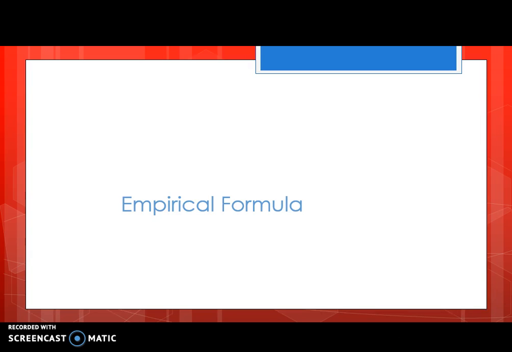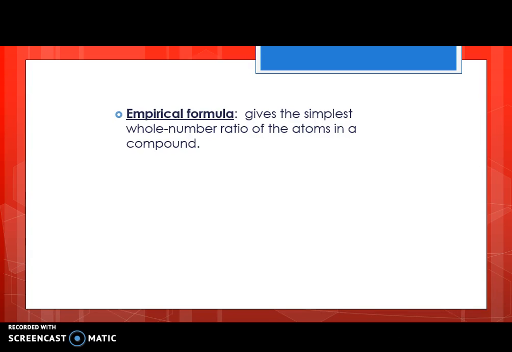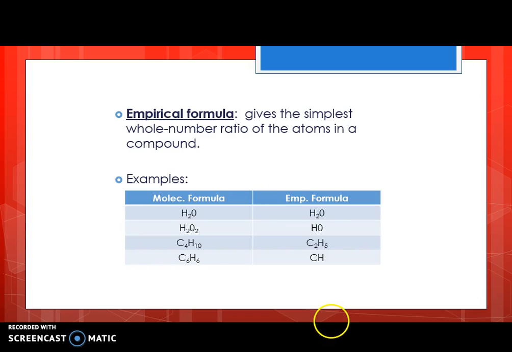This video here is looking at empirical formula. An empirical formula is the simplest whole number ratio of atoms in a compound. So, for examples, it's pretty much: can you reduce the molecular formula? H2O I can't reduce, so that is the simplest ratio. If it's hydrogen peroxide, H2O2, I can reduce that to 1 to 1. So there's my empirical formula, different from my molecular.